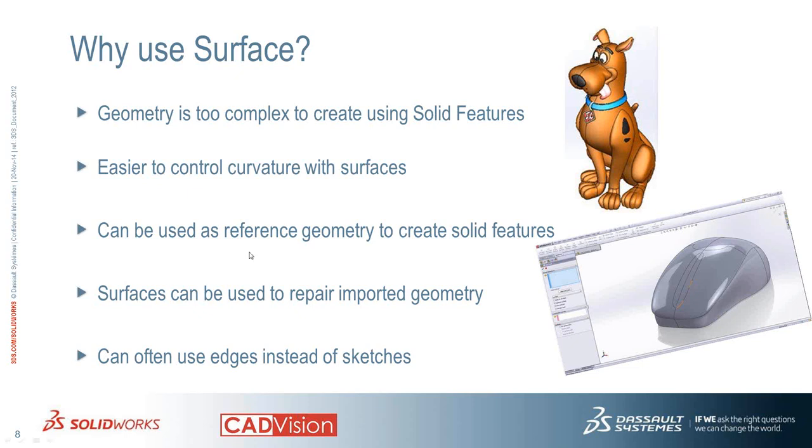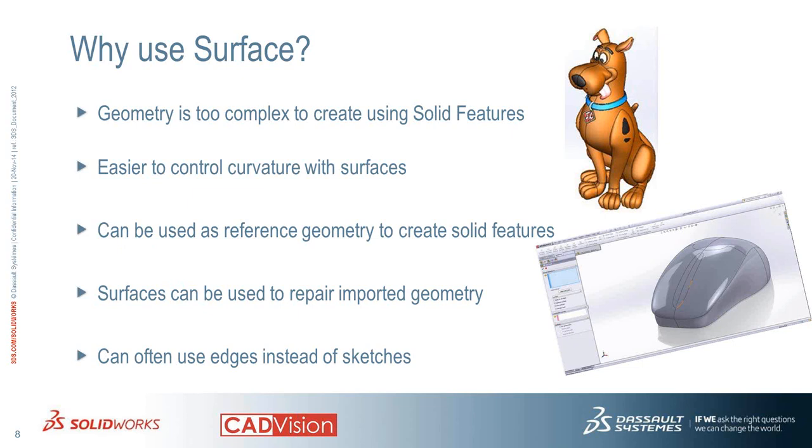Other than that, surface can be used as a reference geometry to create solid features, which I mentioned just now. We make a confined volume using a surface, and then we can create solid features. Next, surface can also be used to repair imported geometry. For example, a parasolid file. When we transfer it into SolidWorks, there may be some missing parts or errors inside it, so we can use surface to repair it.